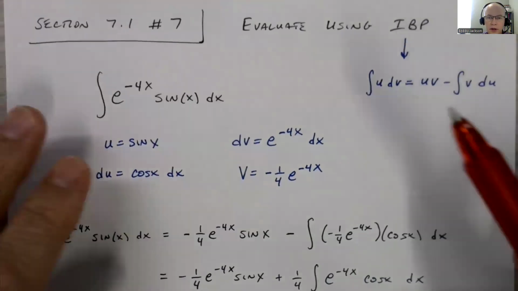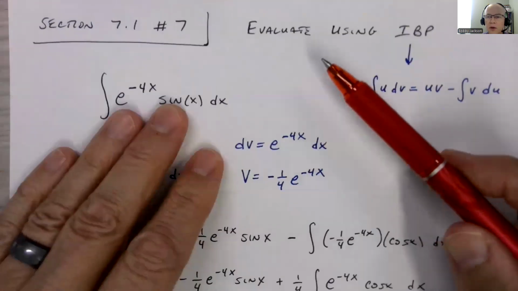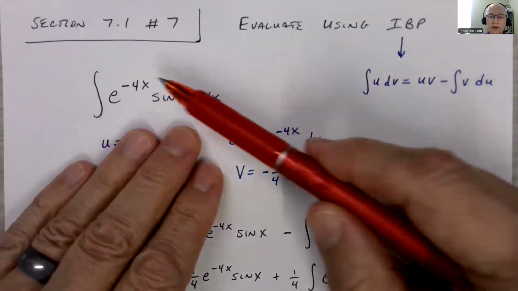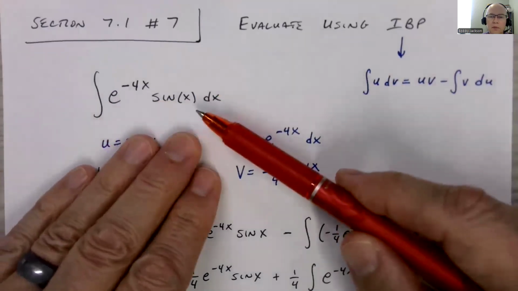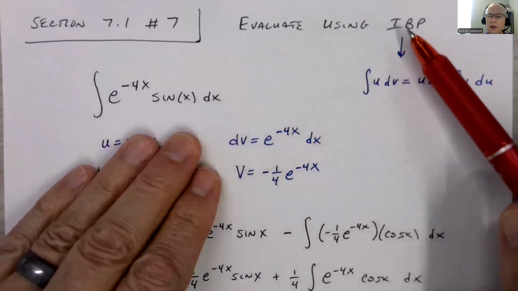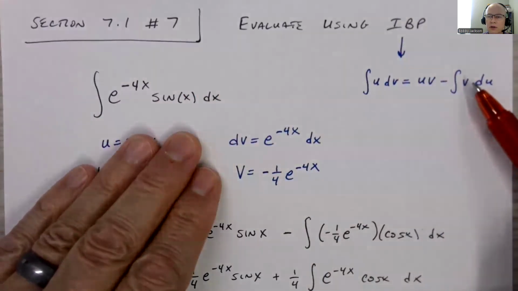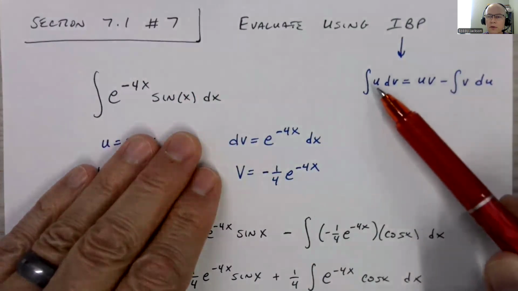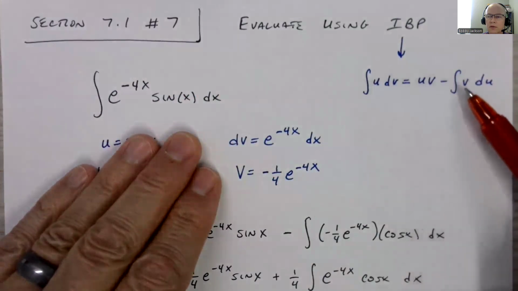Hey everyone, we're going to take a look at number 7 here in section 7.1. We're going to evaluate this indefinite integral using integration by parts. Here's the integration by parts formula again. So the integral of u dv is uv minus the integral of v du.